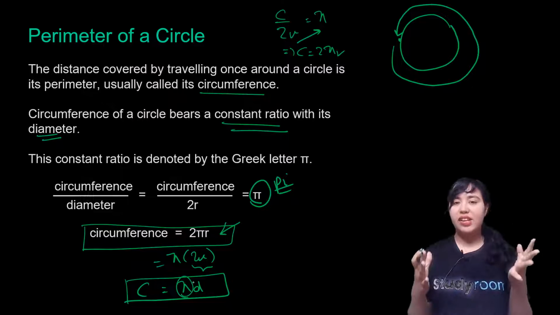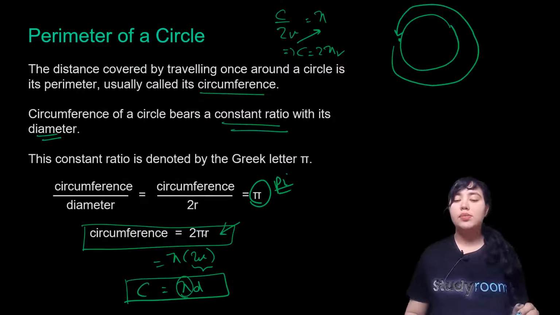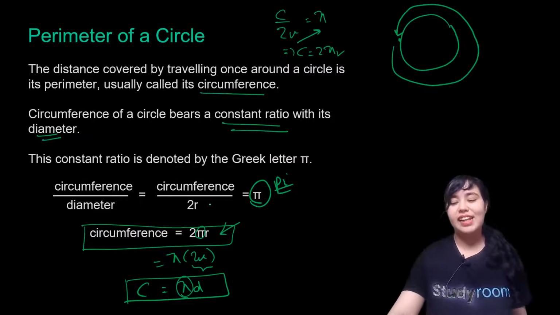I'll give you its value very soon. And if you know this pi, you can easily find out the circumference only if you know the radius or diameter of a circle. That will be good for you. Okay, you'll be good to go in that case.